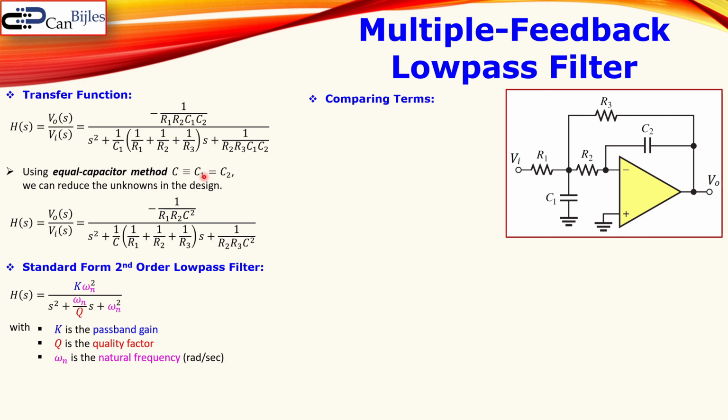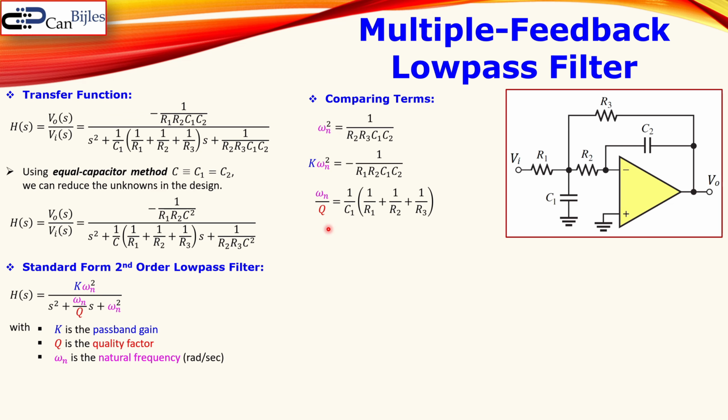Now comparing terms of the transfer function from this circuit and the transfer function of a standard second order low-pass filter, we see the following. This term here, which is exactly the same, is omega n squared. You also see here the numerator, which is in the top part of the transfer function, is K times omega n squared, including that minus sign. You also see this part completely in front of this parameter s, which is our Laplace parameter. That is then equal to omega n over Q.